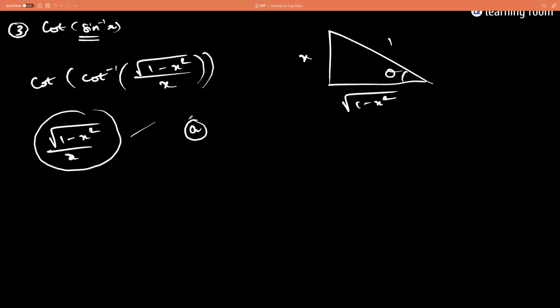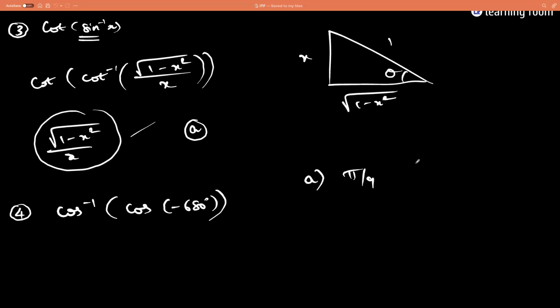Okay. Fourth, the principal value of the expression cos inverse of cos of minus 680 degrees. Options given are A, pi by 9, B, minus 2 pi by 9, C, 34 pi by 9, and D is given as 2 pi by 9.